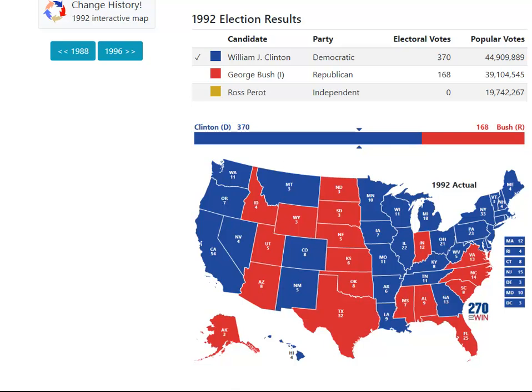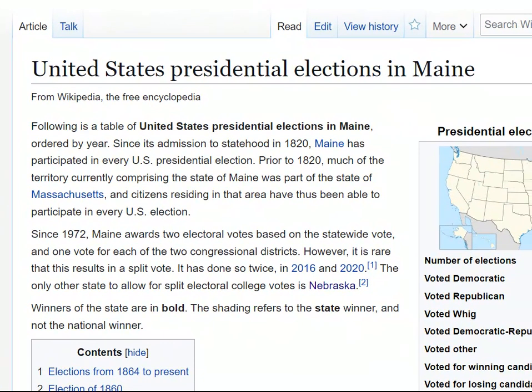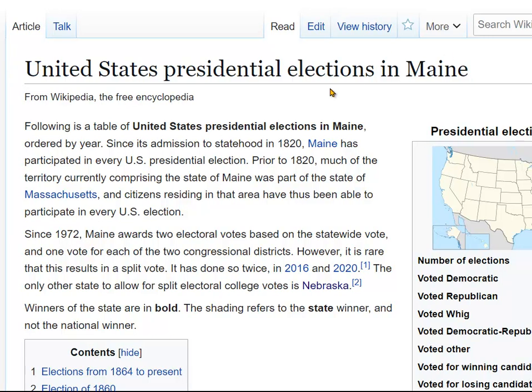All right, a little break here for me. All right, so as I looked at these maps, I wasn't quite sure when Maine and Nebraska started doing that. So it says right here, since 1972, Maine awards 2 electoral votes based on the statewide vote, 1 vote for each of the 2 congressional districts. It's rare that this results in a split vote. It has done so only twice, very recently actually. The only other state to allow for split electoral college votes is Nebraska. So that means that the other 48 states do not split the electoral college votes, but the plurality winner in each of the other 48 states gets the entire electoral college votes in that state.